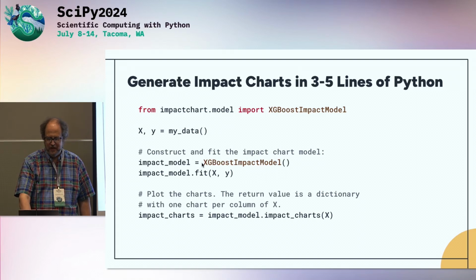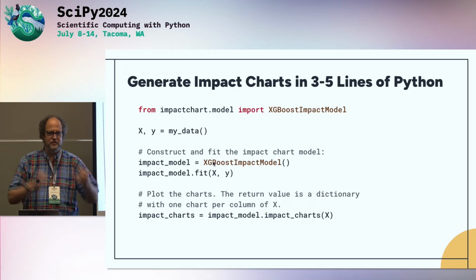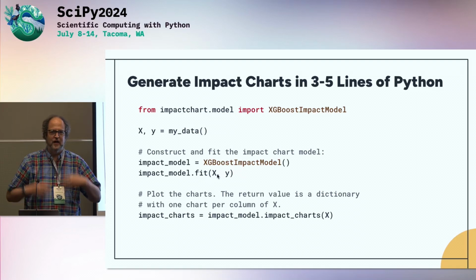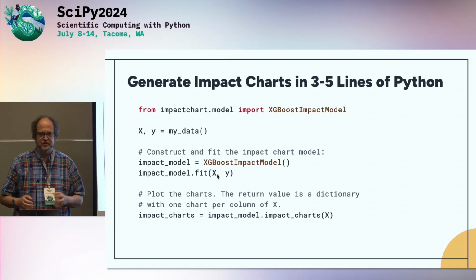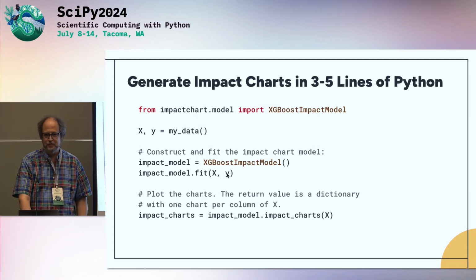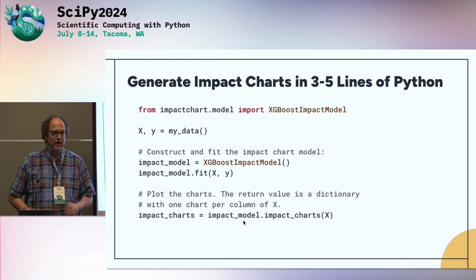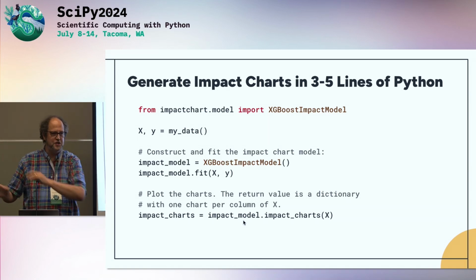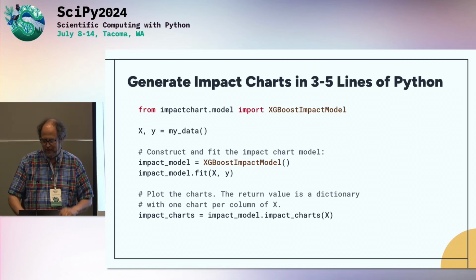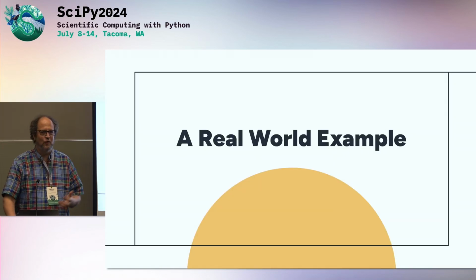There are several different implementations in the package, but in this case I'm going to use one that uses XGBoost as its underlying model. And then I'm going to fit that. By default, it'll do some hyperparameter optimization as well. I can turn that off if I want to, and use whatever default parameters I want. And then I just say, okay, give me all the impact charts, and it will generate one chart for each X feature. They all look like the ones I just showed you, and I can see what's going on in my data. So let's look at a real-world example.